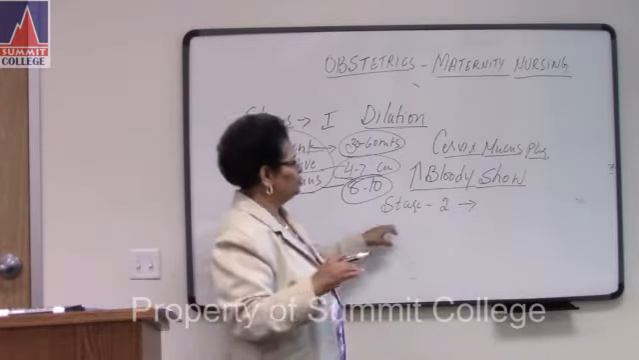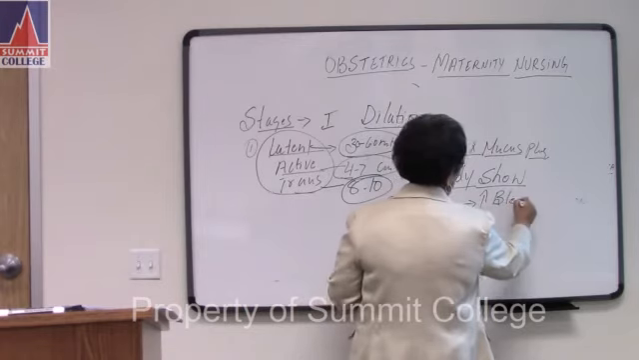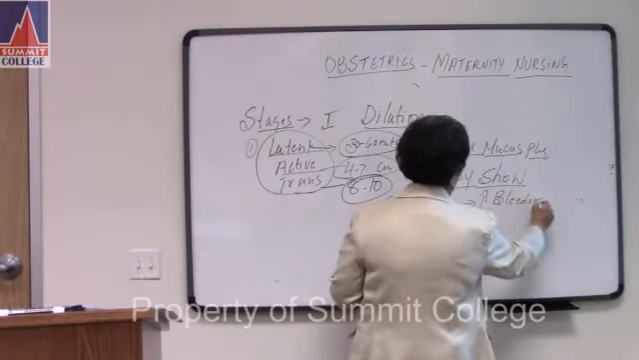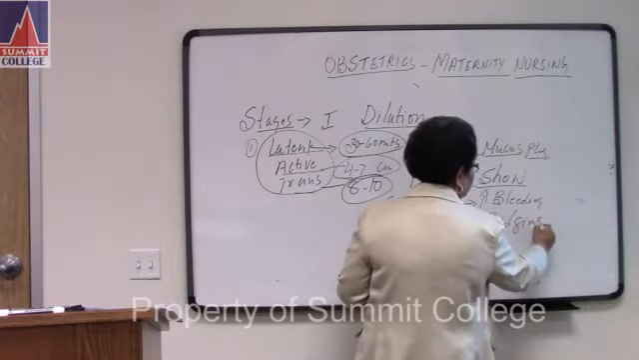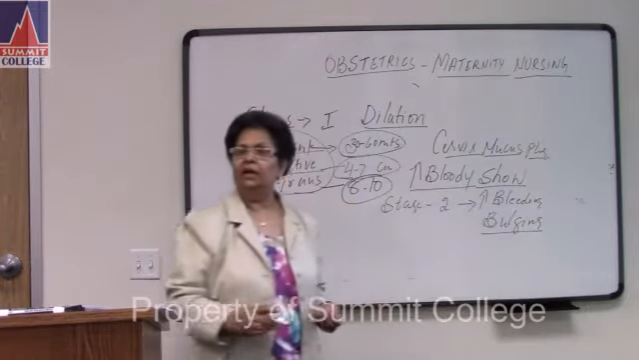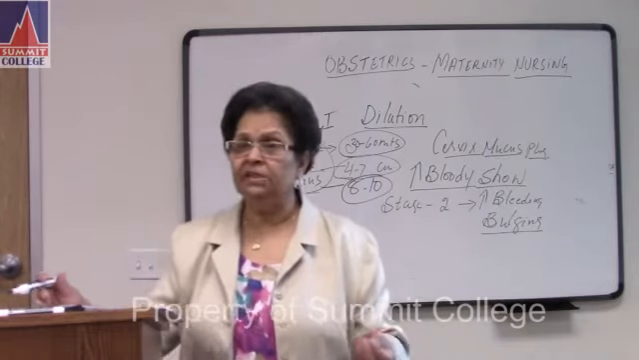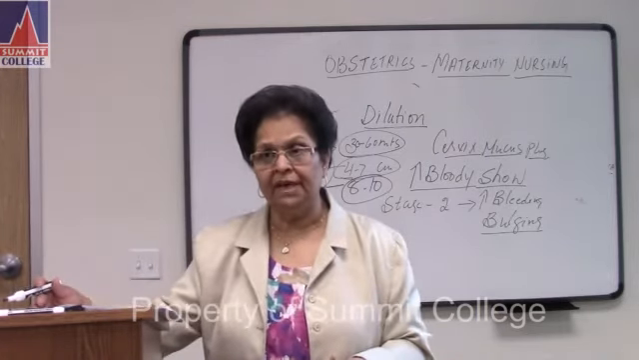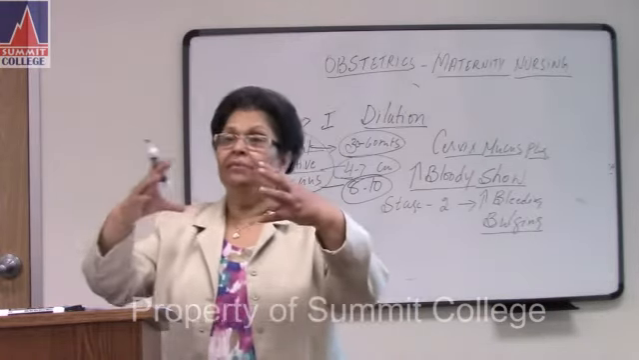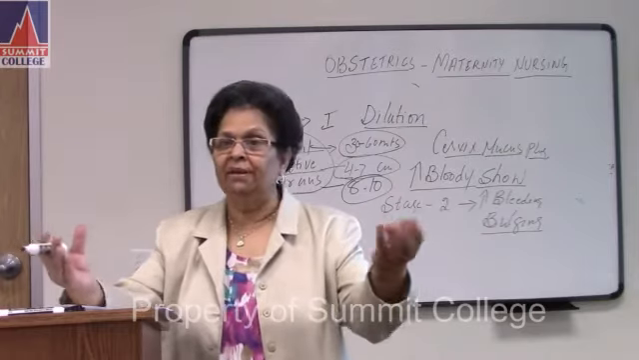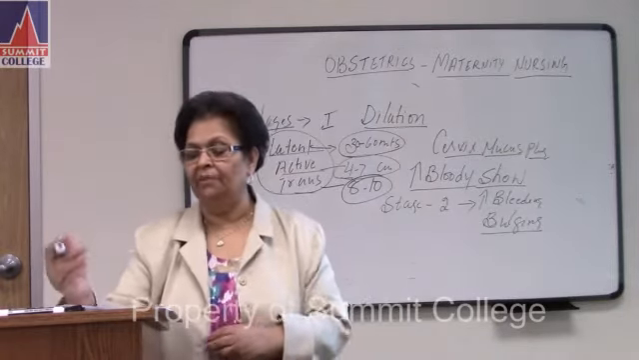So what are the stage 2 signs? Number 1, increasing bleeding. And what else? Bulging perineum. It's just the wording. Sometimes they will ask, how do you know the mother is in stage 2? That means the baby is coming out. Before the baby comes out, the mucus plug comes out, the mother is having more bleeding, and you can see the perineum bulging, or your answer may be visible baby's head. You can see the baby's head coming out.